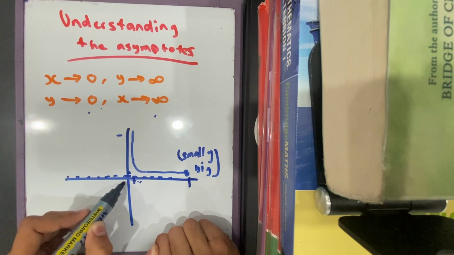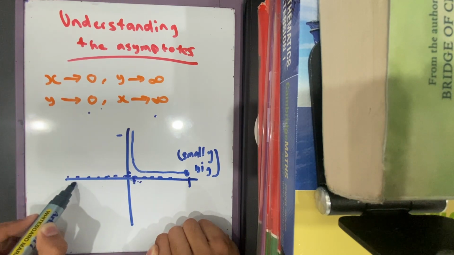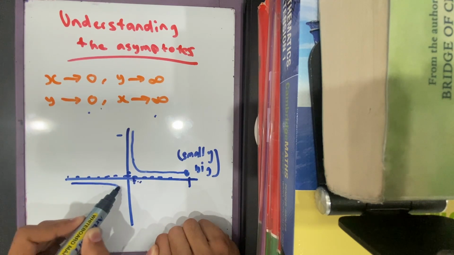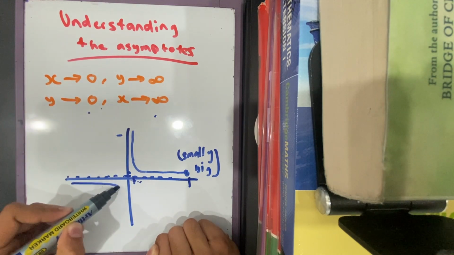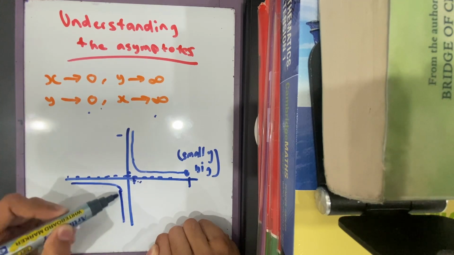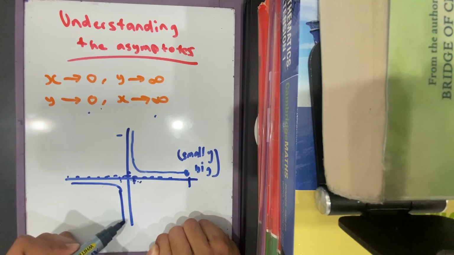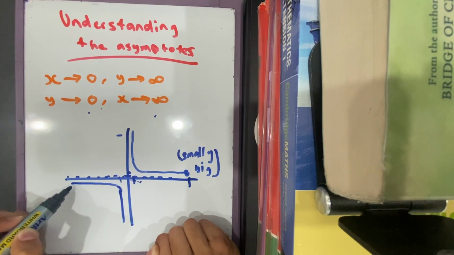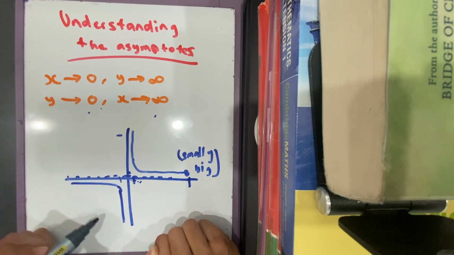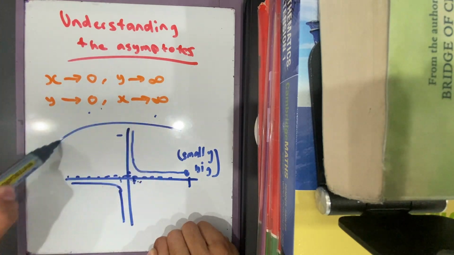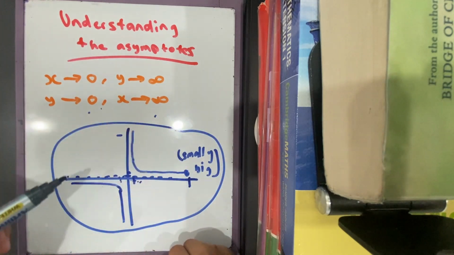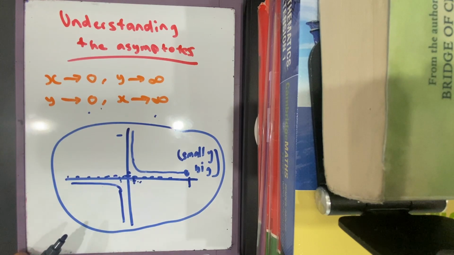As my y value is really small, x is really large. And when x approaches 0, y becomes really big. See here, x is coming close to 0, y becomes big. X is becoming really big, y is approaching 0. So this is to help you understand how the asymptotes work in a hyperbola.